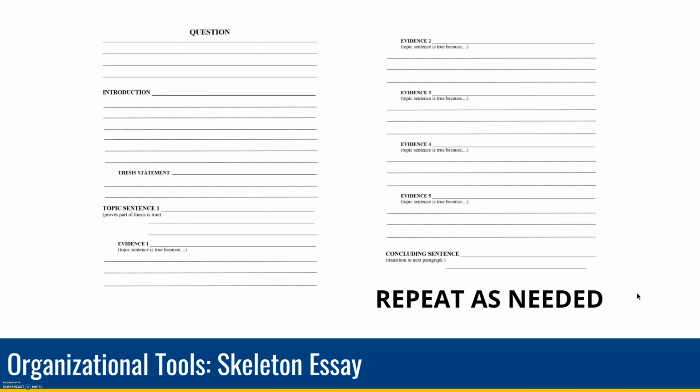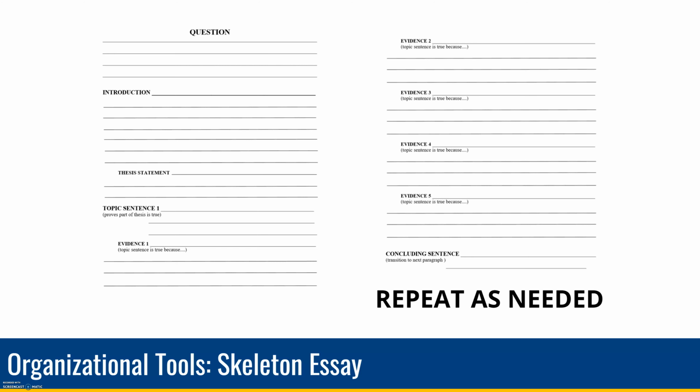And a third tool is simply using a skeleton essay format, right? Going ahead and thinking about what the question is, having an introduction, writing your thesis, and then getting into your body paragraph. What is your topic sentence going to be? All right, well, what evidence would support that topic sentence? The topic sentence is true because I have this piece of evidence. I have this second piece of evidence and this third piece, right?